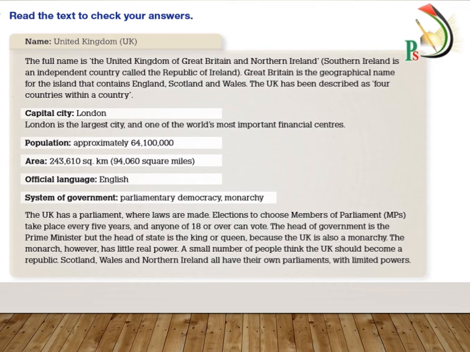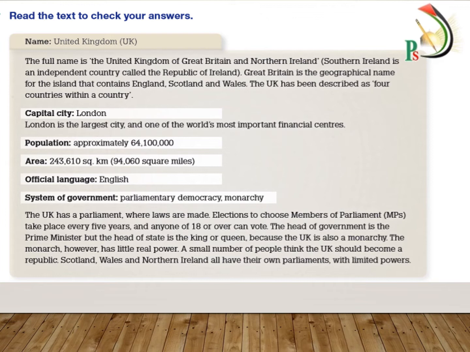Name: United Kingdom, UK. The full name is United Kingdom of Great Britain and Northern Ireland. Southern Ireland is an independent country called the Republic of Ireland. Great Britain is the geographical name for the island that contains England, Scotland, and Wales. The UK has been described as 4 countries within a country. Now stop reading, my student.